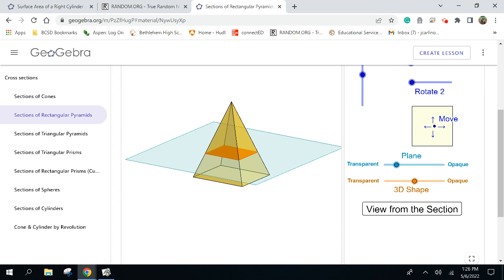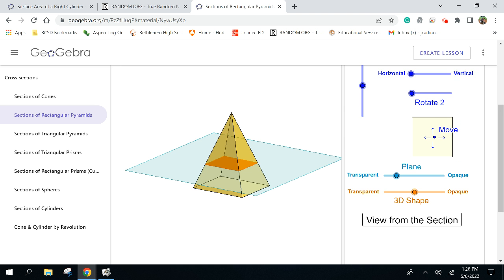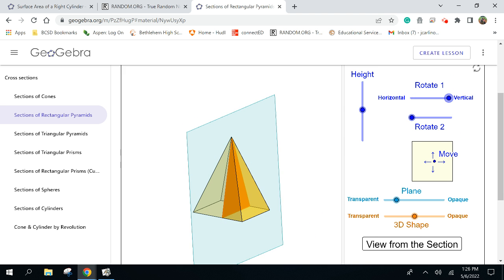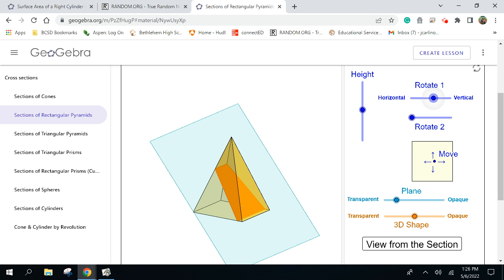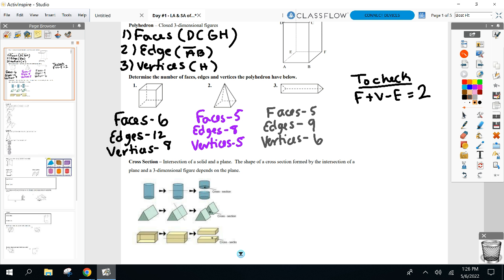I cut it horizontally. Everyone see a rectangle? What do you think if I cut it vertically? What do you think? Triangle? Oh, you're too good. Yes. And then if I go a little diagonally, we got a little trapezoid action, huh? All right. So the cross section's different depending on how I cut it. But do we have the picture of a cross section here before we answer some questions?